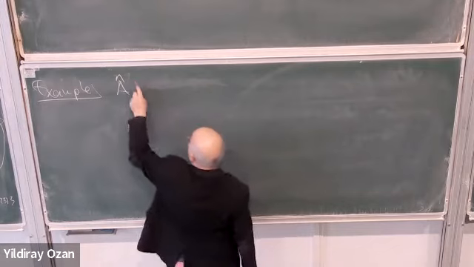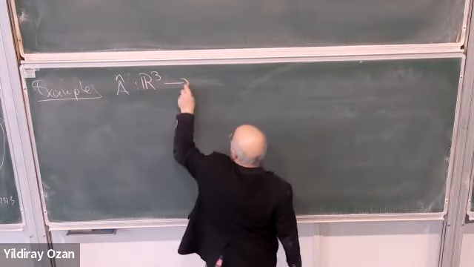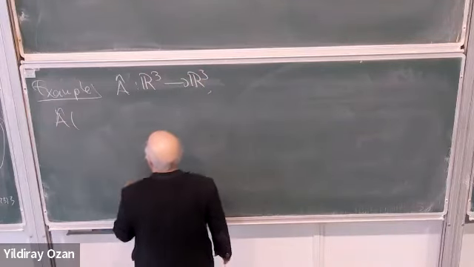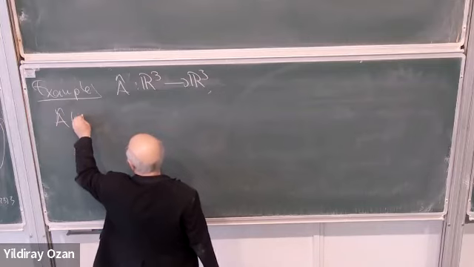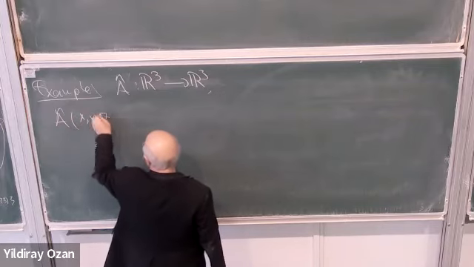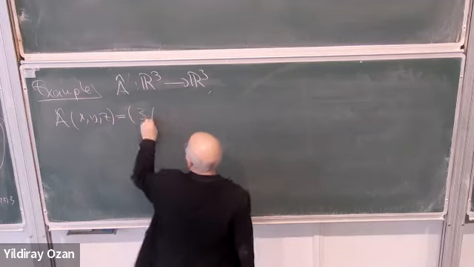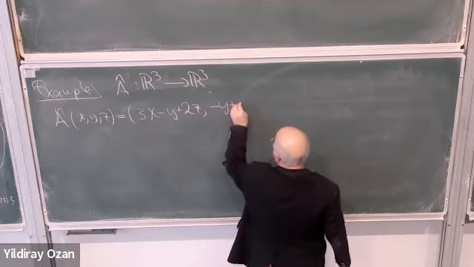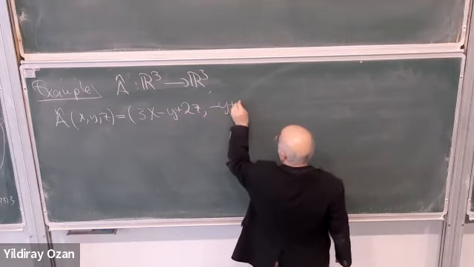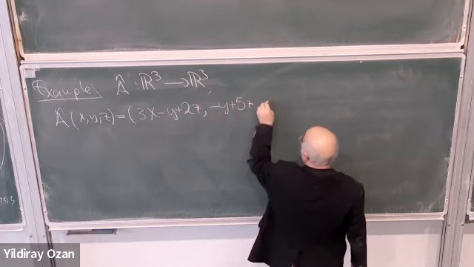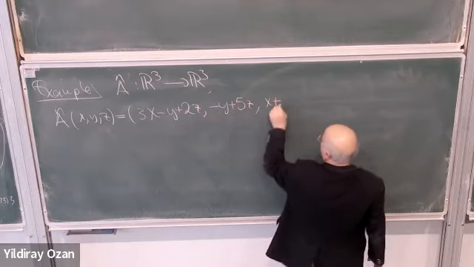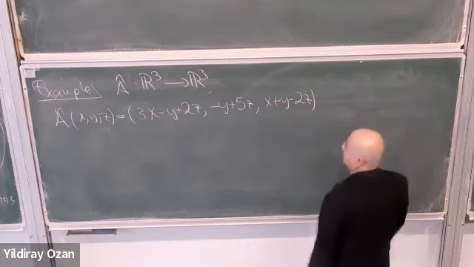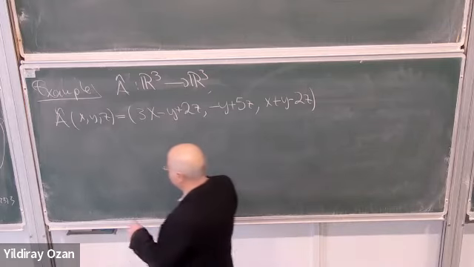Let's say A hat is the linear map given by this rule. Let's say (x, y, z) goes to (3x minus y plus 2z, minus y plus 5z, x plus y minus 2z). Okay, so what is the determinant of this?